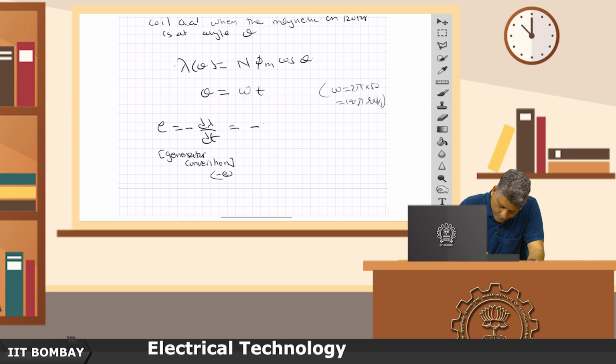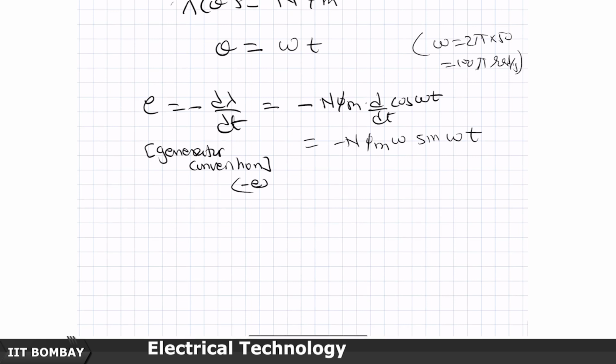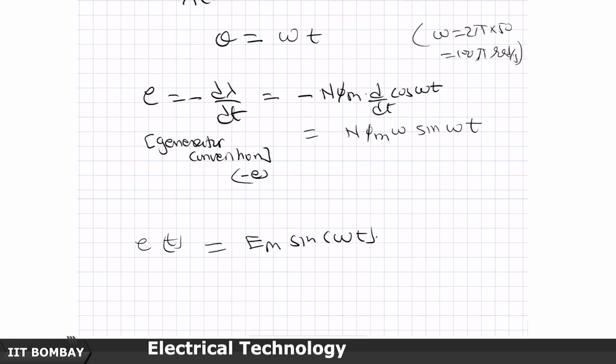So, this will now become n phi m, which will come out as common, d by dt of cos of omega t, which is minus n phi m omega sine of omega t. So, you come to something very interesting. This minus of minus will go away, so you will get sine of omega t. So, this can be written as Em sine of omega t.